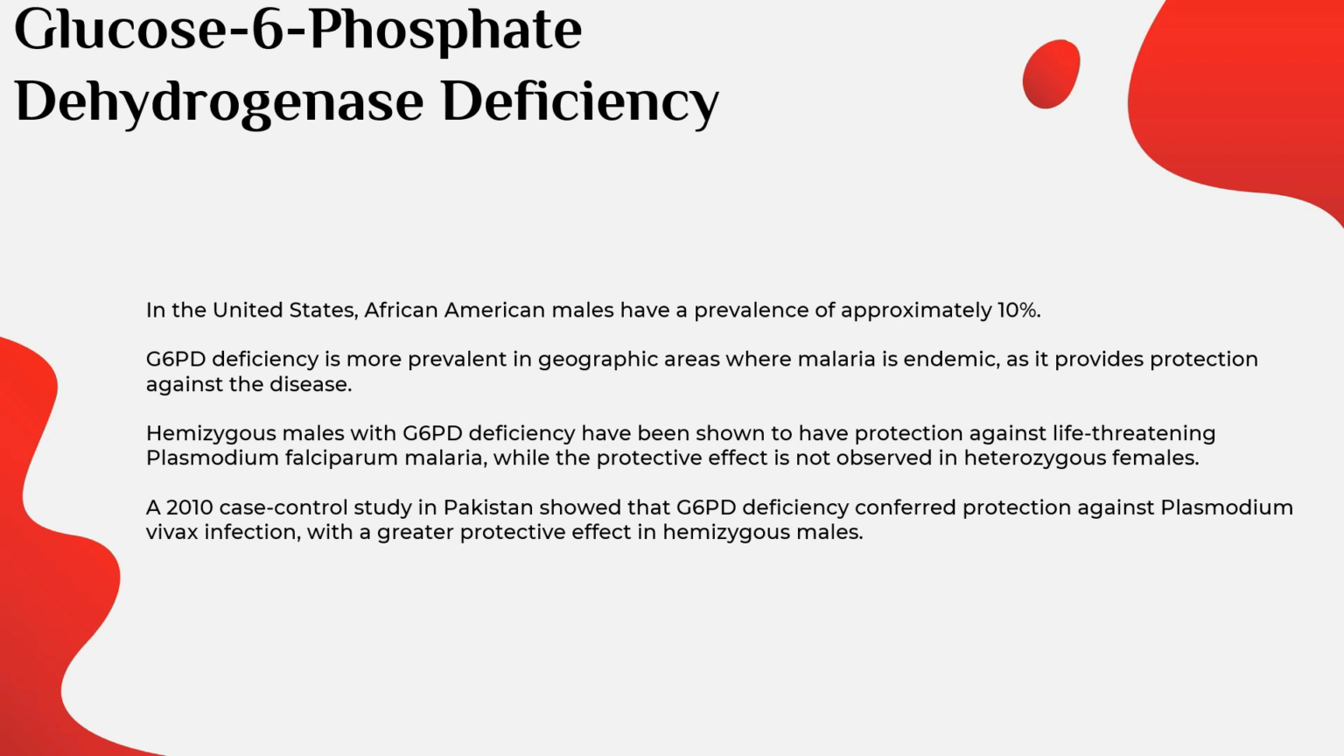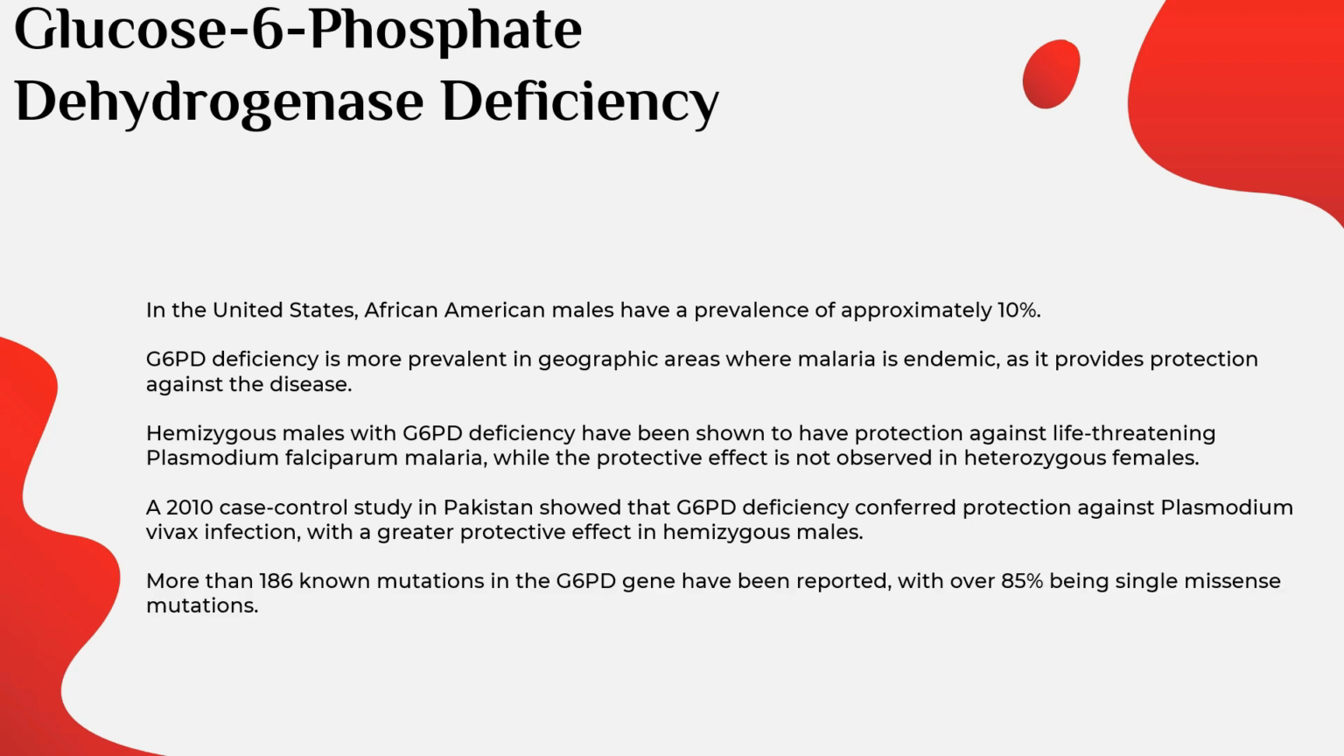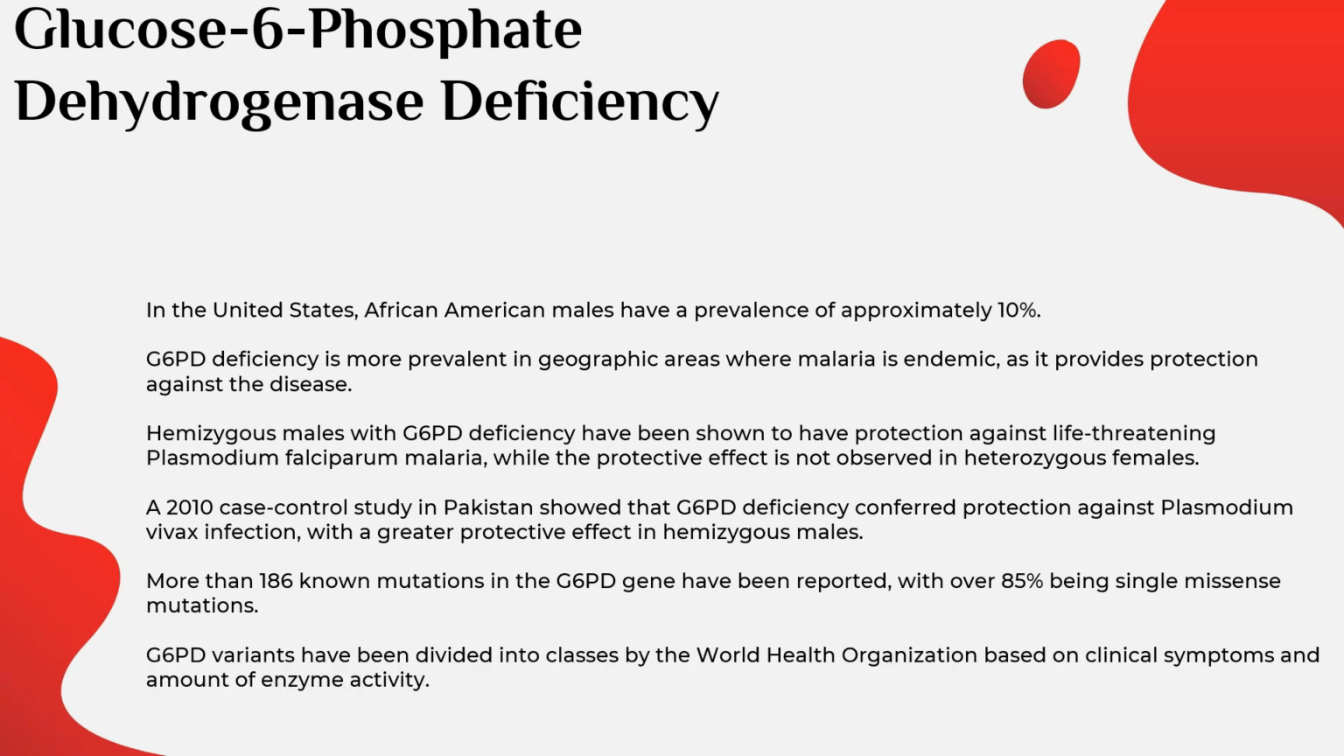A 2010 case control study in Pakistan showed that G6PD deficiency conferred protection against Plasmodium vivax infection, with a greater protective effect in hemizygous males. More than 186 known mutations in the G6PD gene have been reported, with over 85% being single missense mutations. G6PD variants have been divided into classes by the World Health Organization based on clinical symptoms and amount of enzyme activity.